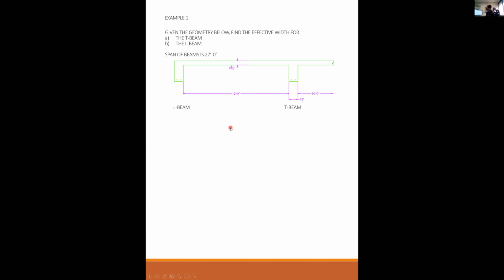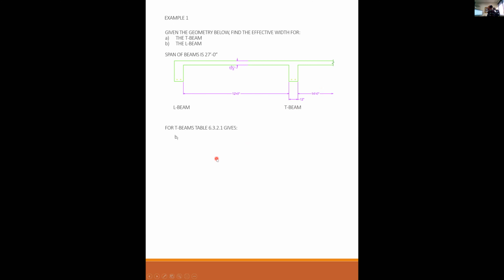Okay, so for example, given the geometry below, find the effective width for the T-beam and for the L-beam. We can assume that the span of the beams is 27 feet. So the inside to inside is 12 feet. For this side, it's 14 feet. For the other side, the height of the slab is 5.5 inches. The width of the beam is 12 inches.